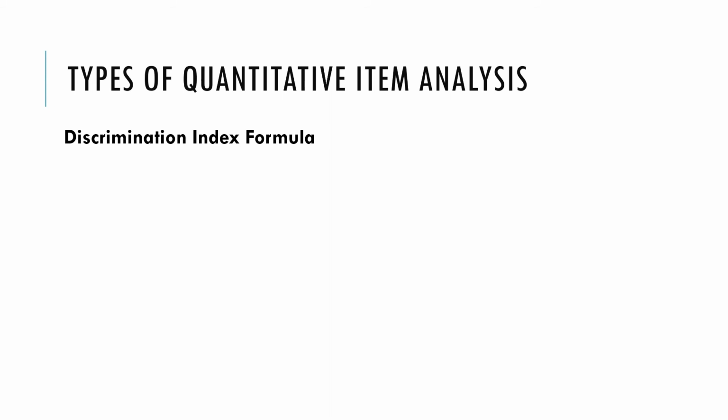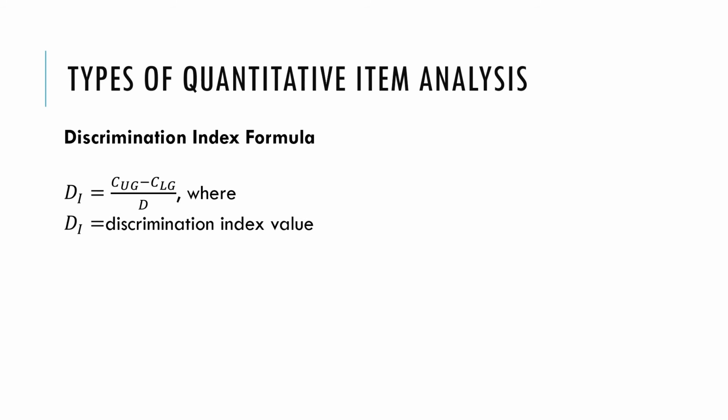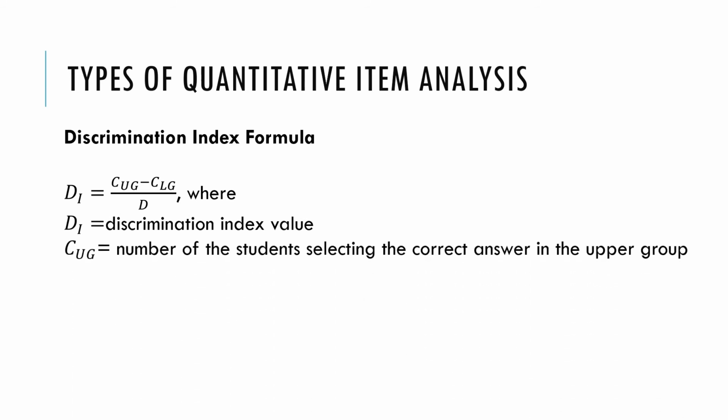Okay, so this is now the discrimination index formula. The formula was already described during the definition of discrimination index. Now, when we say discrimination index, D sub I is equal to the number of the CUG minus CLG, where D sub I is the discrimination index value, and the CUG would be the number of the students selecting the correct answer in the upper group.